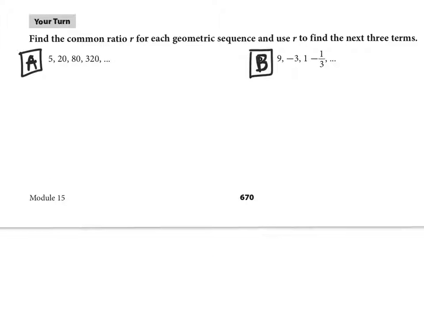In these examples, they want me to find the common ratio. Common ratio is the special name for the pattern. So you should probably pause the video right now and write down that common ratio is what you call the pattern.